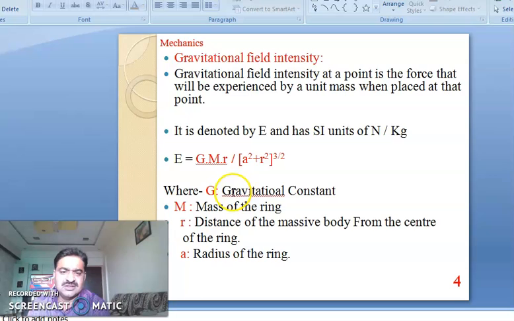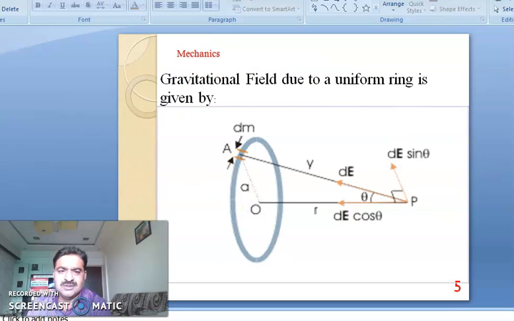Here it is written: G, gravitational constant; M, mass of the ring; r, distance of the massive body from the center of the ring; and a is what? Radius of the ring. It is shown in the figure. Next slide. What is a, what is r? You see here, this small a is shown here. This is nothing but the radius of the ring. And this small r is nothing but the distance of a point mass from the center.